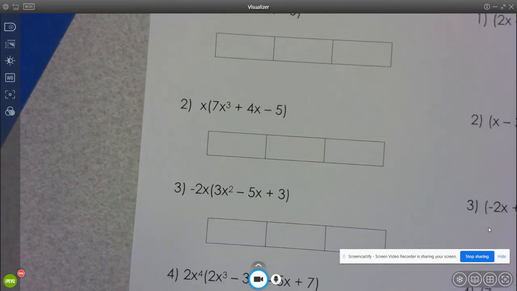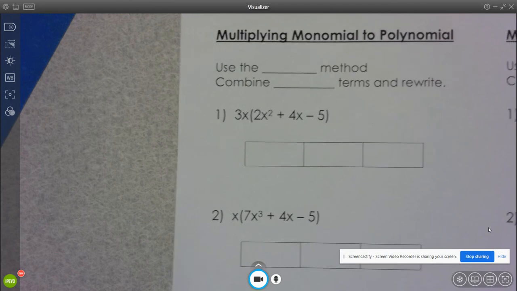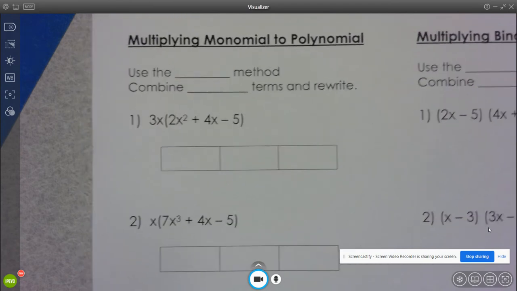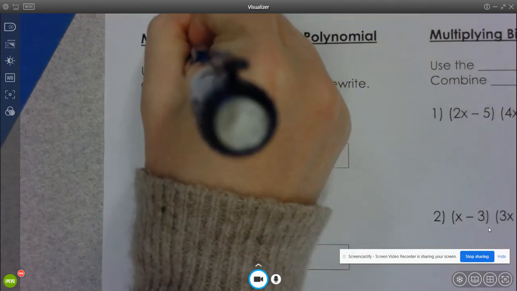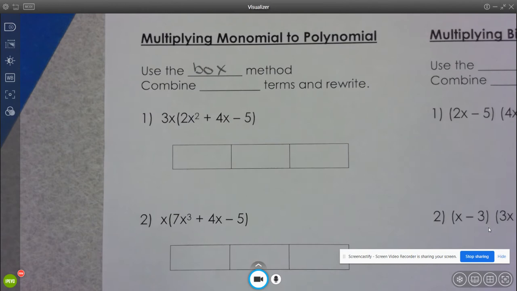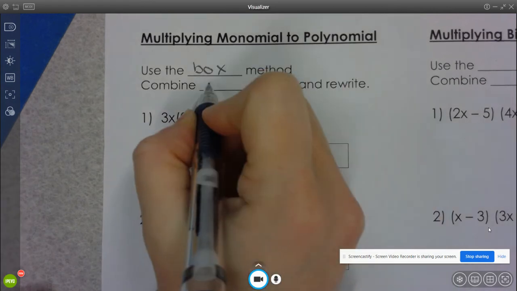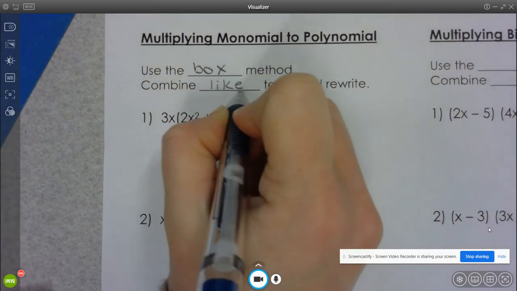This should start to look super familiar. Where is it on my screen? There we go. Especially if you had me for Math 1, you know I love a good box method multiplication. After we have multiplied, we're going to combine like terms and then rewrite.